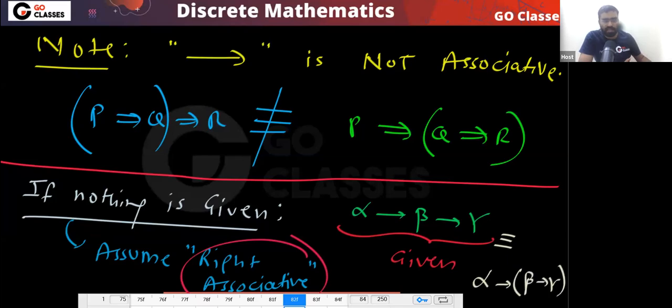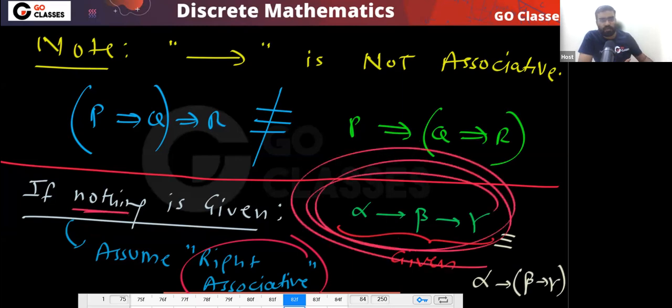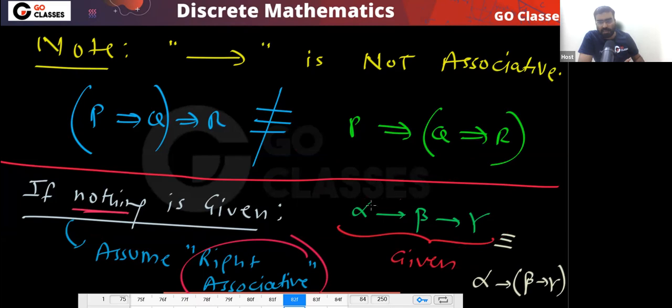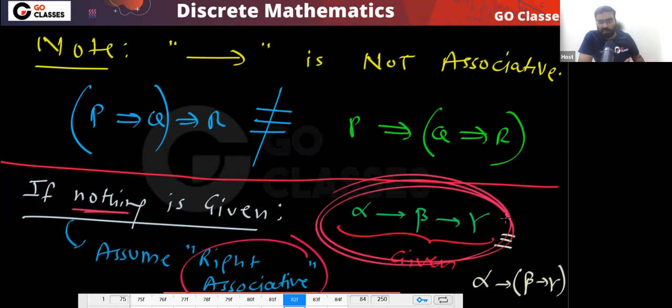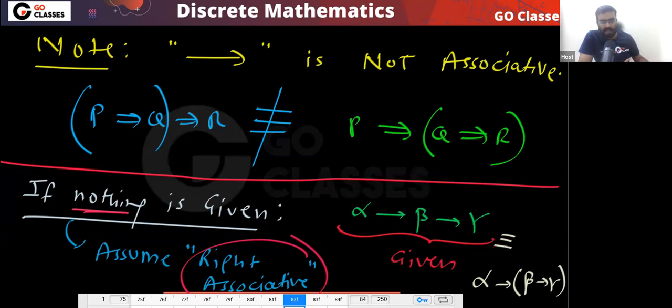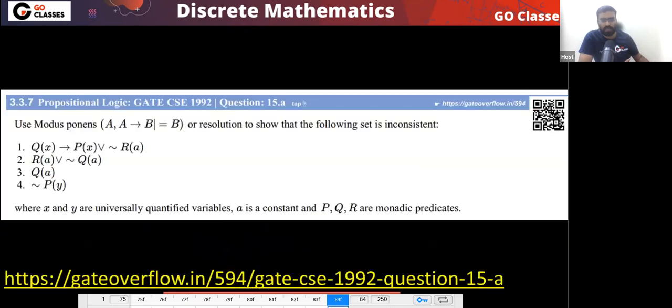Okay? Is this understood? If nothing is given, if this is given to you without parenthesis, for example, if this is given, no problem. If this is given, no problem. But if no parenthesis is given, if this is directly given, then you can directly assume the right associative. This is what you can assume.